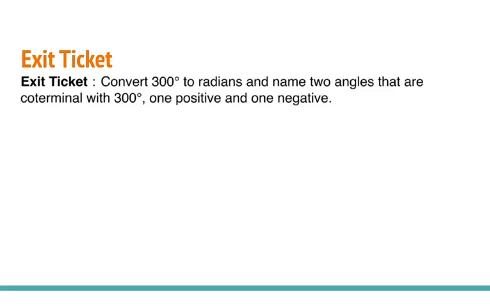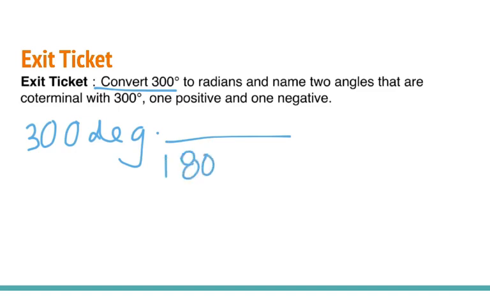So this problem wants us to convert 300 degrees to radians, and then it has other things. So let me first just do that. So 300 degrees, let's convert that to radians. If I want it to be in radians, then I need to make sure that I put degrees on the bottom. That way those units will end up canceling. So I'm going to multiply it by this fraction and figure out what that is on my calculator.